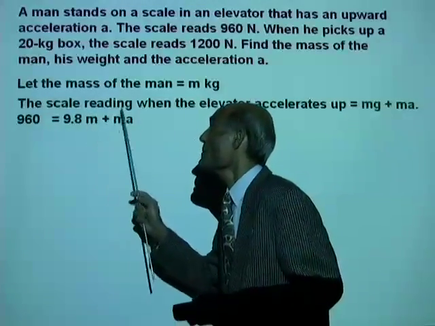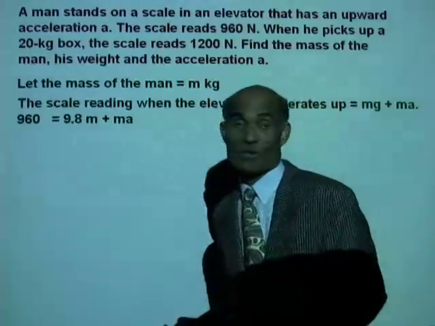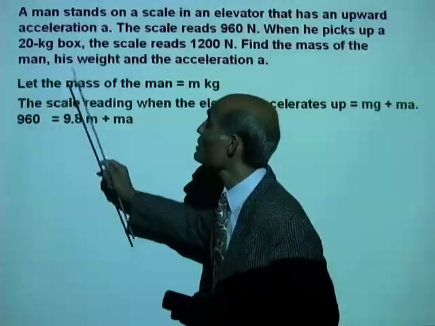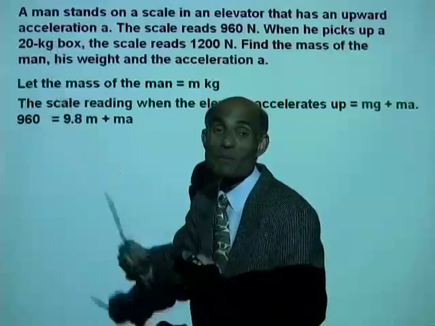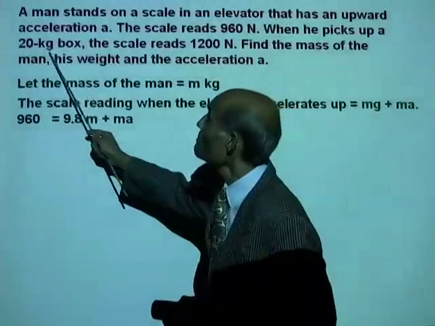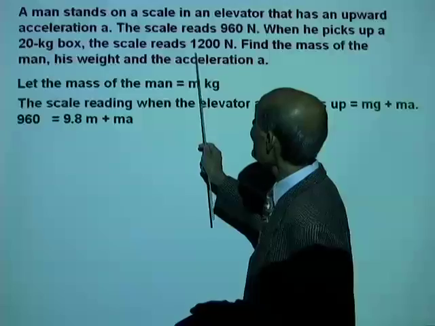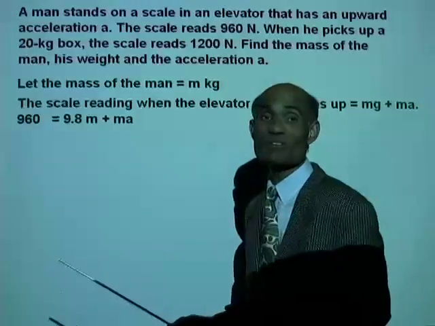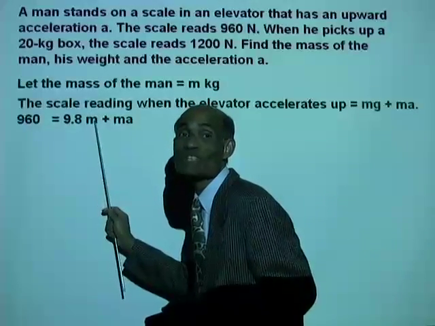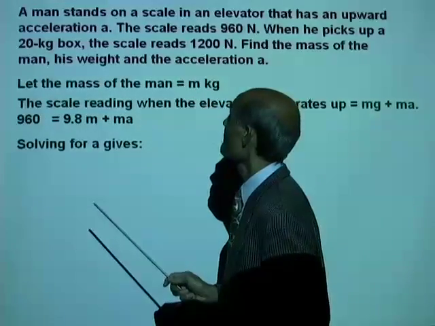We need to find m and we need to find the acceleration. Now, that means we need one more equation, is that right? One more equation can be obtained when the man picks up the 20 kilogram box. What happens? When he picks up a 20 kilogram box, the scale reads 1200 Newton. That means this m now becomes m plus 20, and then the scale reads 1200.